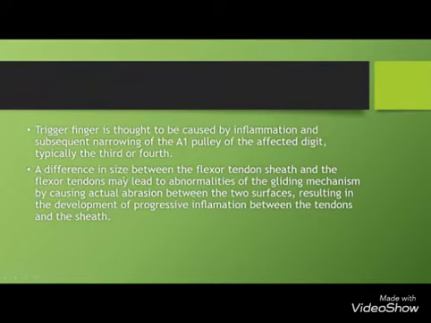A difference in size between the flexor tendon sheath and flexor tendons may lead to abnormalities of the gliding mechanism by causing actual abrasion between two surfaces, resulting in development of progressive inflammation between the tendons and the sheath. Due to the abnormal gliding of the flexor sheath and flexor tendon, there won't be any smooth movement, so sudden popping and sudden locking can be a resultant effect.